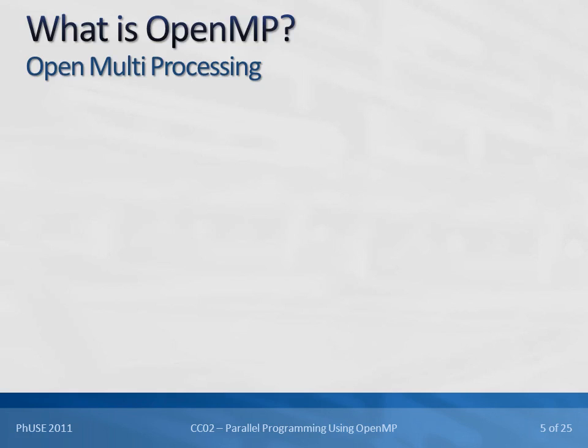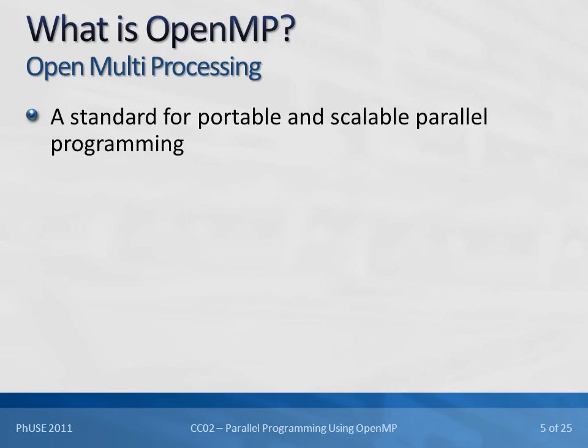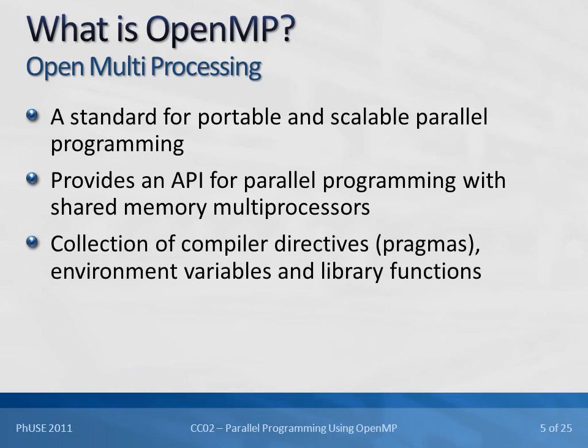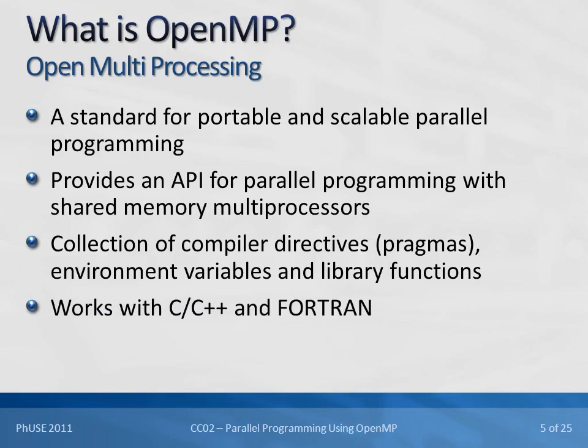So what is OpenMP? It stands for Open Multiprocessing. It's an open standard for writing portable and scalable programs using languages like C, C++, and Fortran. It is an API, an application programmer's interface, and so it is a collection of compiler directives or pragmas, and also library routines and environment variables. And it supports workload division among multiple threads and synchronization and communication between these threads.